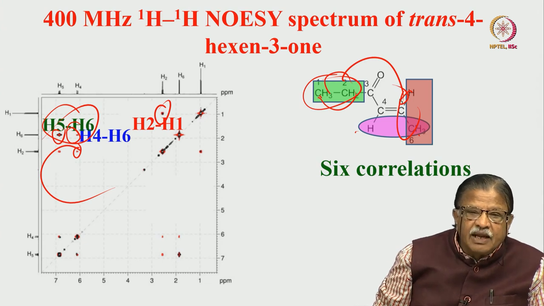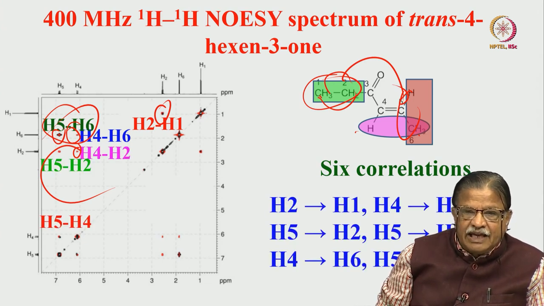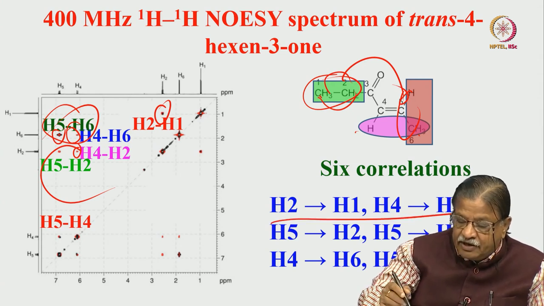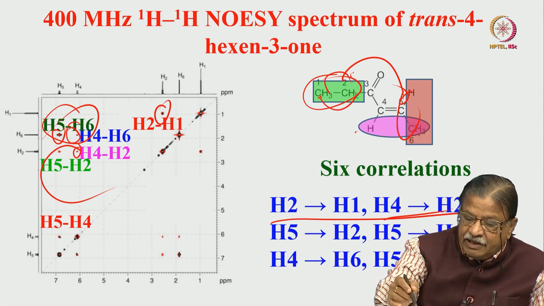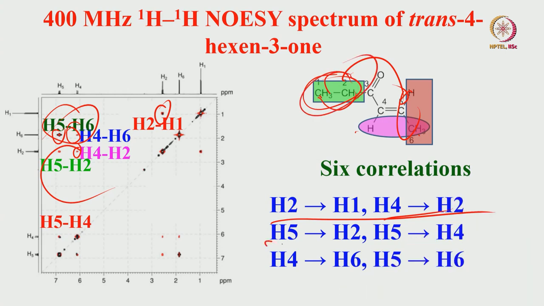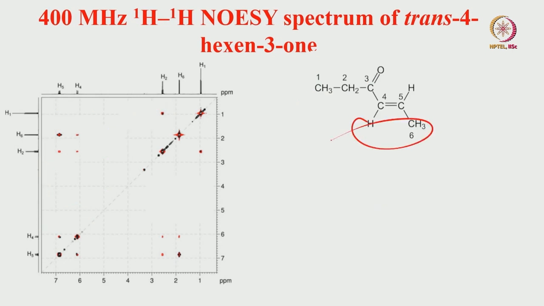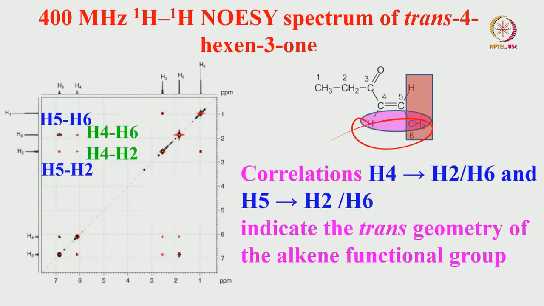What does it tell you? All these 6 correlations, if you see, H2 correlated to H1, H4 to H2, tell me this is on one side of the double bond. Similarly, these correlations tell me, for example, the H4, H6 correlation tells me these are on one side of the double bond. So all these correlations tell me now this and this and this. The H4, H6 correlation indicates it is a trans geometry. The H4, H6 correlation and this correlation and this correlation tell me they are in the trans geometry. If they were to be cis, you would not have got the H4, H6 correlation.